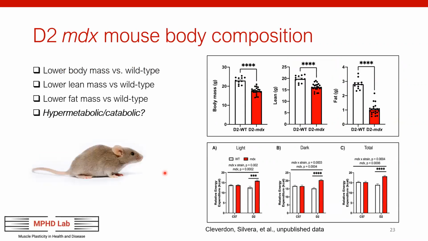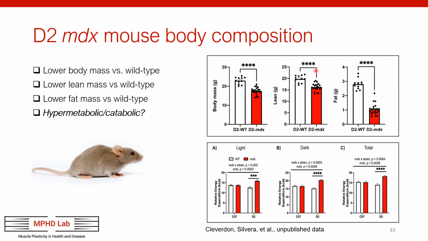So here is the body composition data for the D2-MDX mouse. And the first point I want to make is that they have lower body mass compared to their wild type mice, which are otherwise healthy. Now, this is well known, it's highly reproducible. We know that the D2-MDX mice will weigh less than their wild type counterparts. However, what we don't know is the body composition. So this data is relatively new to the field.